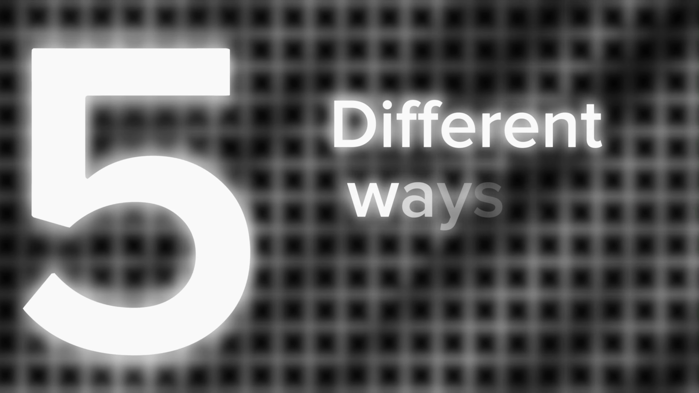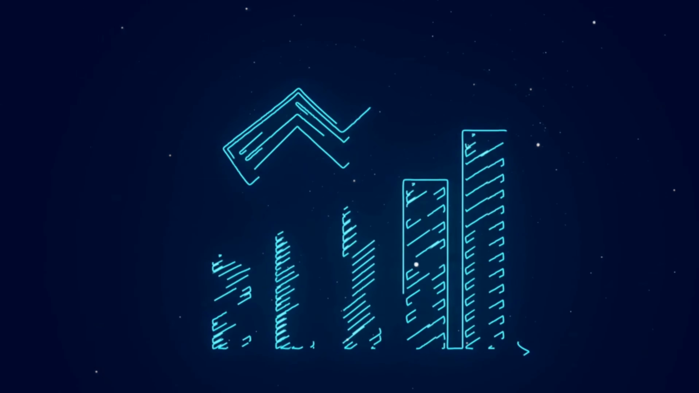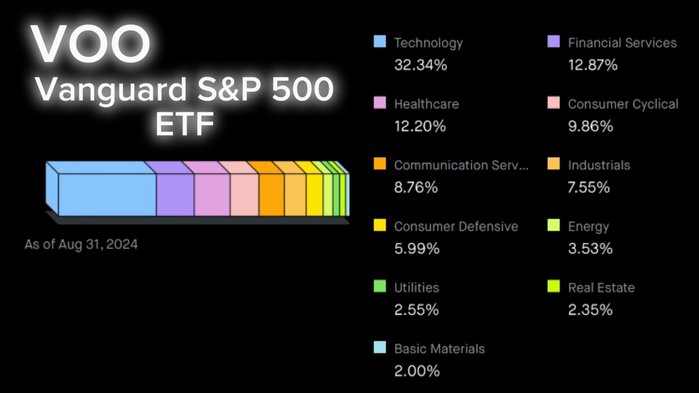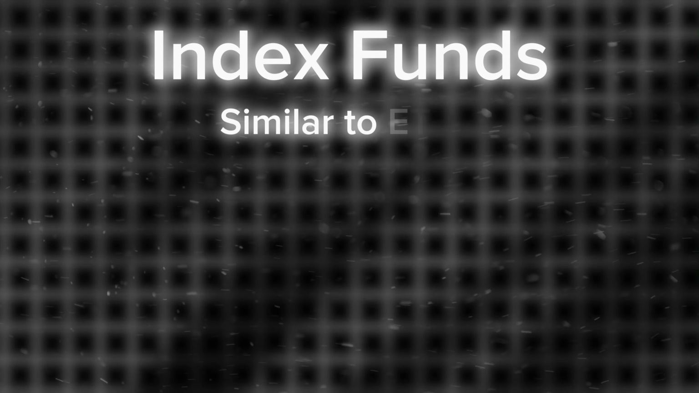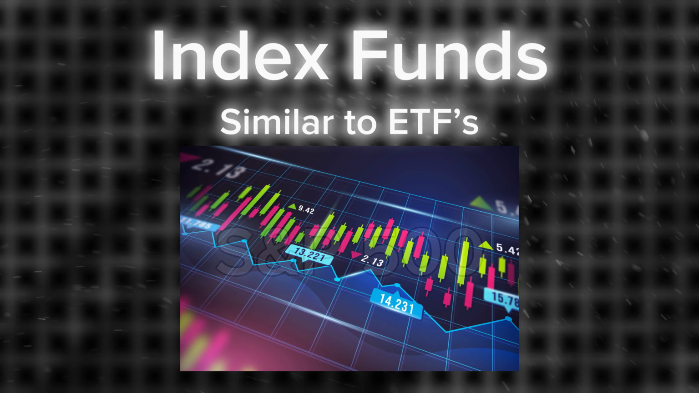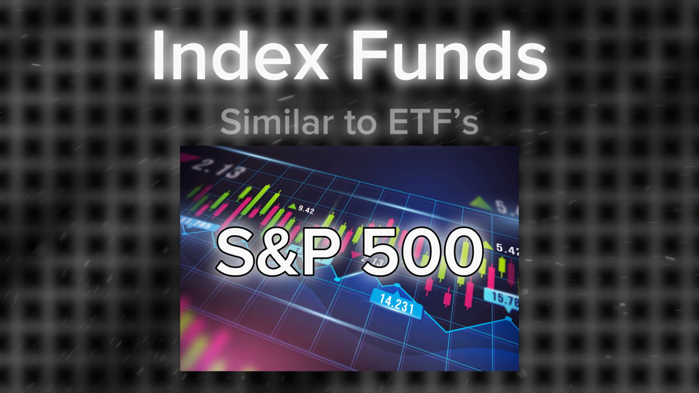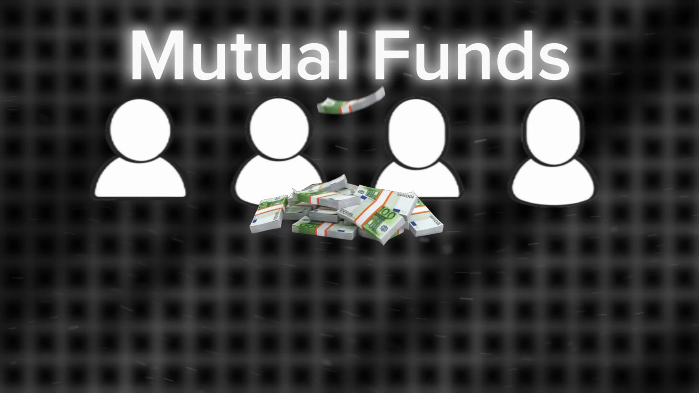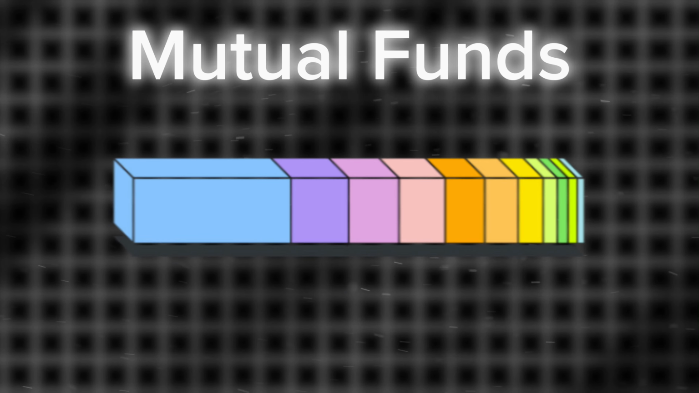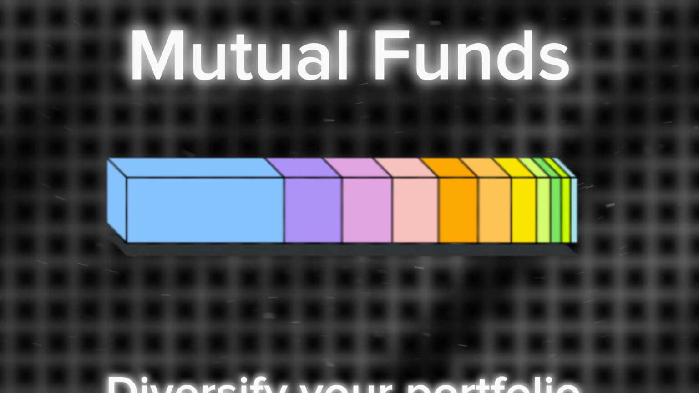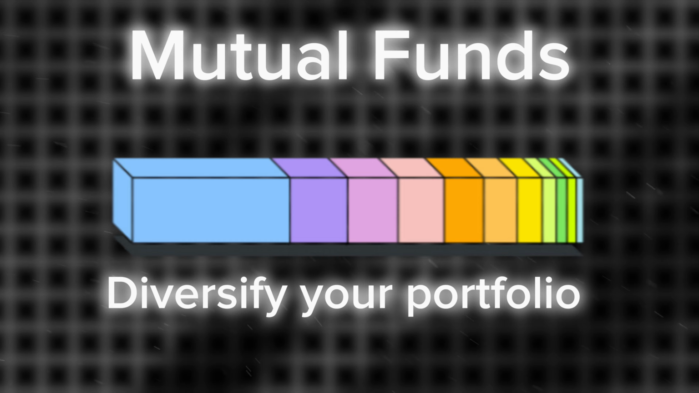Step 5. Different ways to invest. There are various types of investments that can help you grow your wealth over time. Here are a few common ones. ETFs, exchange-traded funds. These are bundles of stocks that track an index, like the S&P 500, and allow you to invest in multiple companies at once. Index funds. Similar to ETFs, these funds track the performance of a group of stocks, like the 500 biggest companies in the US. Mutual funds. These are managed by professionals who gather money from many investors to buy a diversified group of stocks or bonds. Investing in these funds is a great way to diversify your portfolio, the collection of all your investments, without needing to pick individual stocks.